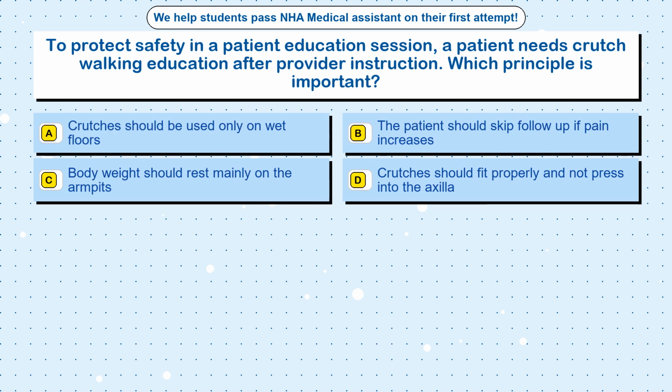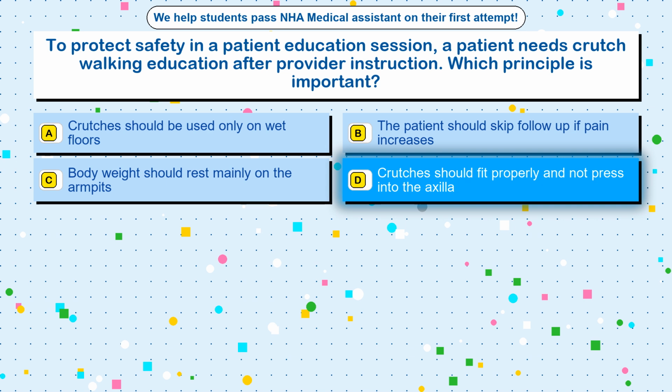Question 37. To protect safety in a patient education session, a patient needs crutch walking education after provider instruction. Which principle is important? Option A. Crutches should be used only on wet floors. Option B. The patient should skip follow-up if pain increases. Option C. Body weight should rest mainly on the armpits. Option D. Crutches should fit properly and not press into the axilla.